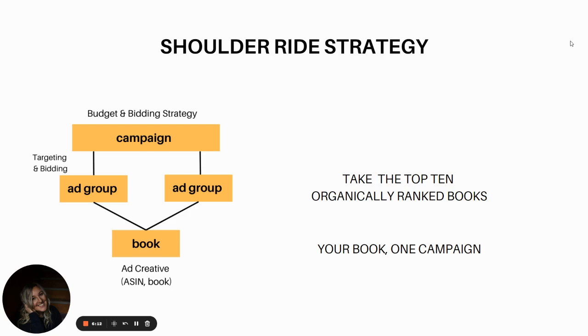So we're taking those top 10. We are taking the book that we want to do, and this campaign is just one book. The shoulder ride strategy is just, there's one kid on top of my husband's shoulders. Not all 3 boys can fit on there. We're taking one book and we're stacking it. We're following up. We're presenting the customers that are buying those organically ranked books with our book, saying, hey, they kind of look alike.